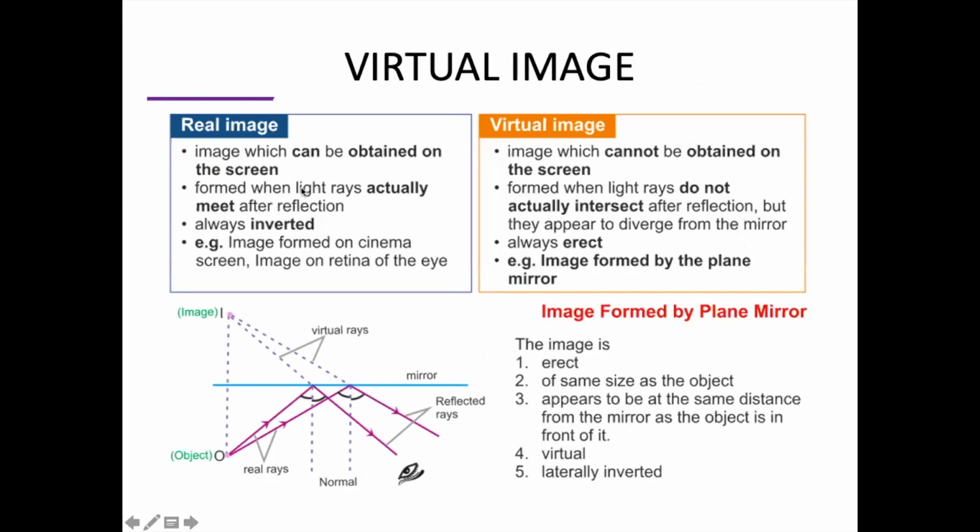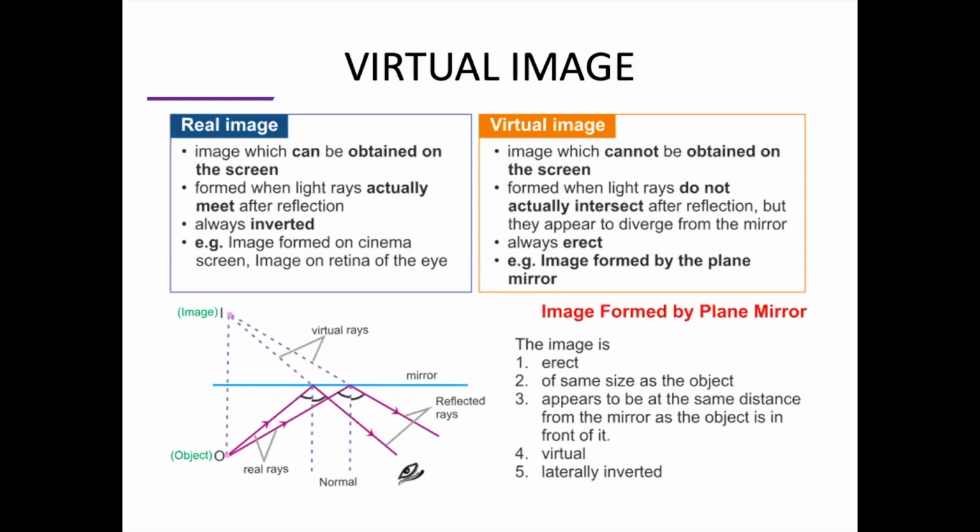Real images can always be obtained on the screen. The virtual image cannot be obtained on the screen. In the real image, the reflected light actually meets. That is, the light after reflection meets. But here the lights do not meet, but they appear to meet if I extend it on the backward side. The real image examples are the image formed on the cinema screen, then the image on the retina of the eye.